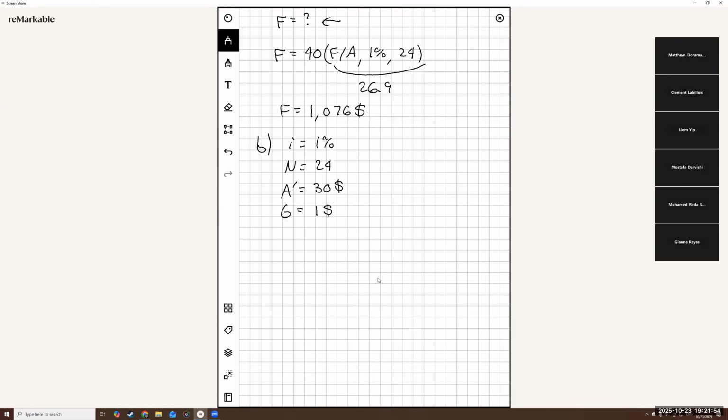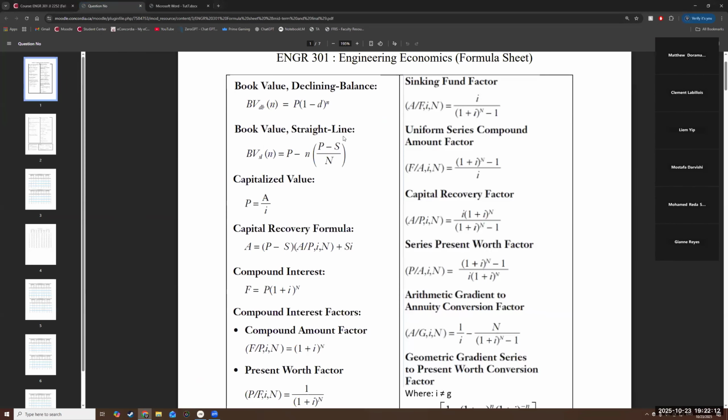Okay. And we are looking for, once again, an F value. We have an A annuity and we have a G. So how do we work with this? Let's see what we have.